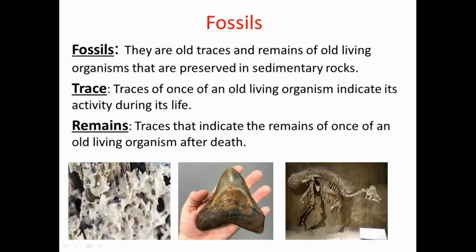Let's observe the following figure, which represents some tunnels of some extinct worms. These tunnels indicate the activity of worms while making these tunnels, so they indicate their activity during their life. So traces indicate the activity of an extinct living organism during its life. But remains indicate the remains of a once-living organism after its death, like a dinosaur's toes or skeleton of a dinosaur.